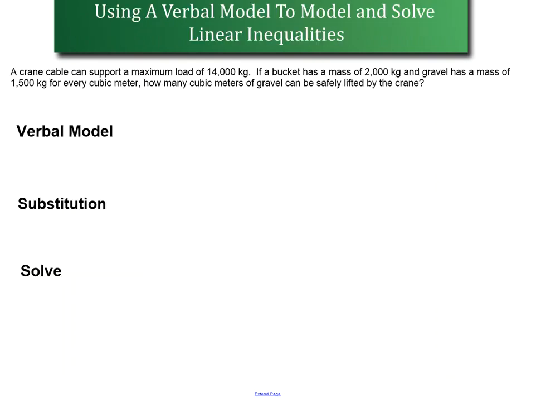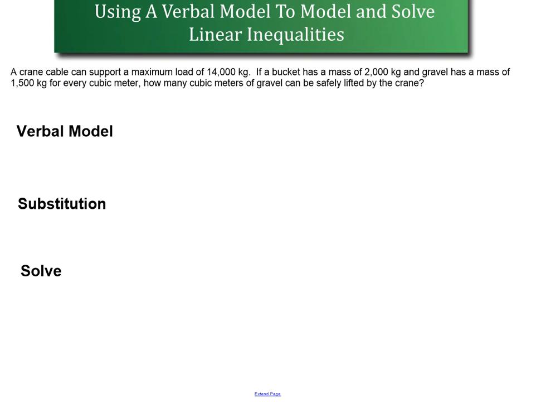A crane cable can support a maximum load of 14,000 kilograms. So this is a cable on a construction site. It's moving gravel around, etc. It says if a bucket has a mass of 2,000 kilograms and gravel has a mass of 1,500 kilograms for every cubic meter, how many cubic meters of gravel can be safely lifted by the crane? So there's no "is more than" or "is less than." None of those key phrases are associated in this model, but there is something in this problem that indicates whether it's less than or equal to.